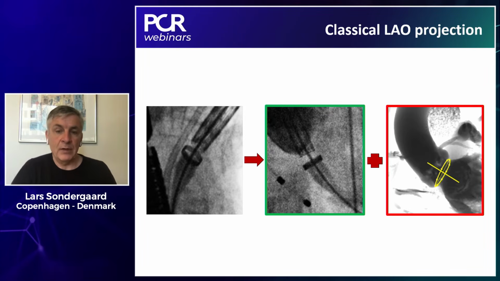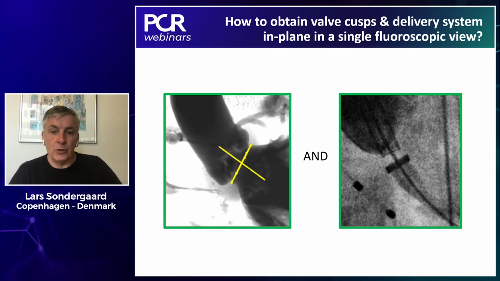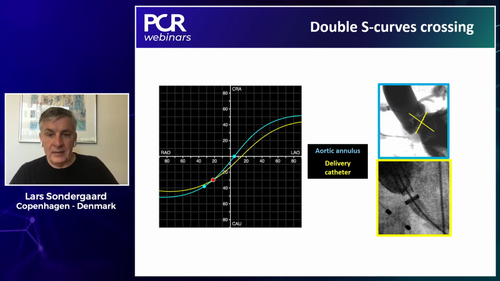But of course, if you stay still in the LAO projection, you're just going to introduce the same tilt in the aortic annulus. So you still haven't corrected for it. So what's your ideal want? You want a C-arm projection where you have both the three aortic cusps aligned with the imaging plane and no parallax in your delivery system. And where to find that C-arm projection?